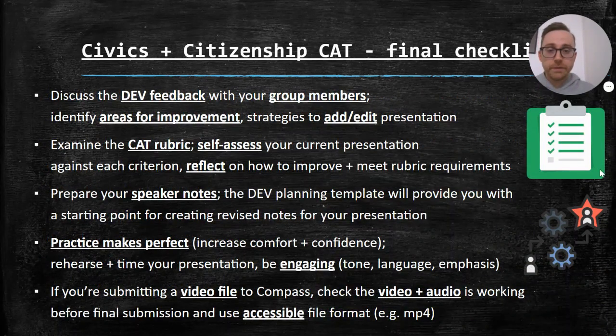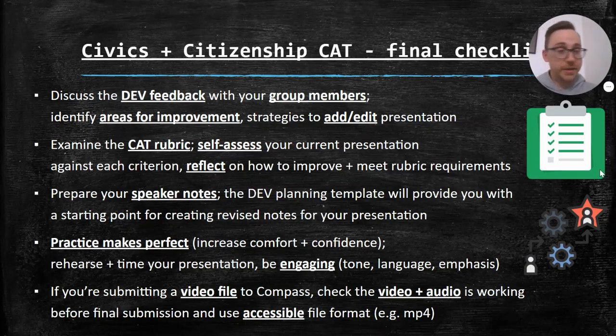Now, just a bit of a final checklist for you guys to consider now that we're at the CAT stage of things. It's important for you to, one, look at the dev feedback, talk about it with your teacher, but also discuss it with the other people in your group, because you might have different ideas on what is the most important thing to improve on or change. And you might have different strategies to add or edit your presentation. It's the benefit of a group assignment: if you've got more than one person who can offer more than one idea, you're going to reach a better goal. You're going to have a shared understanding of how to improve.